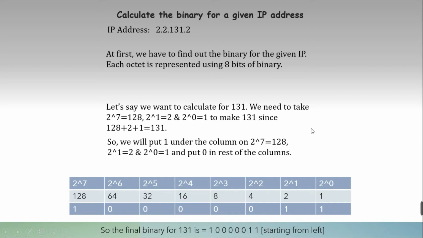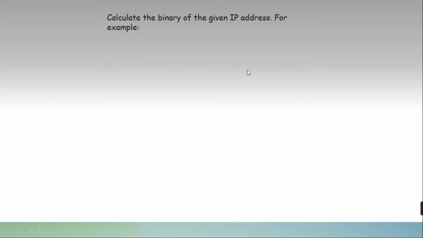So I hope you already got an idea about how you can represent a decimal number in its binary version using 8 bits. All right, so let's move into further tasks. But before moving into our next task, I'm going to show you the actual binary for this whole IP address. Previously we calculated the binary for 2 and the binary for 131. So now I'm going to write the binary for this whole IP address written over here. All right, so let's find out the binary for this IP address.